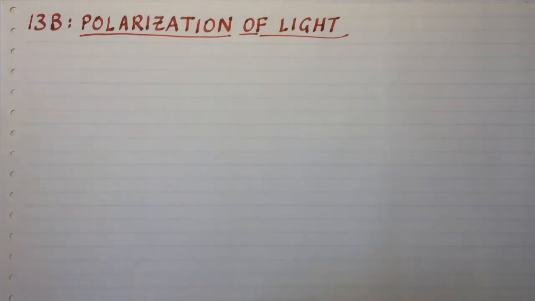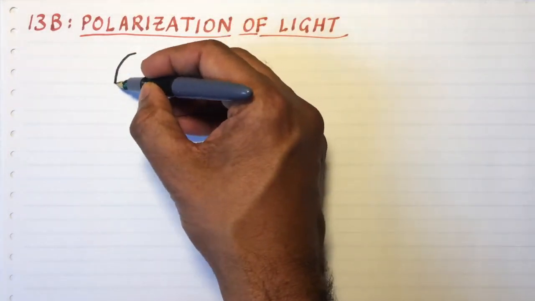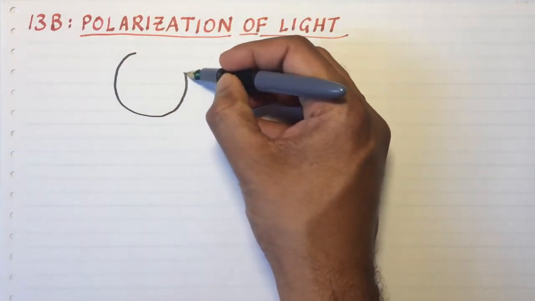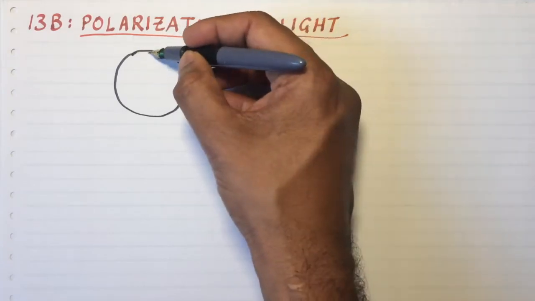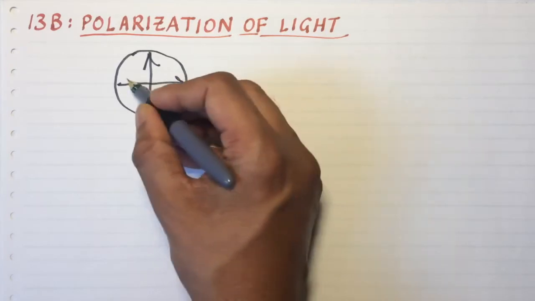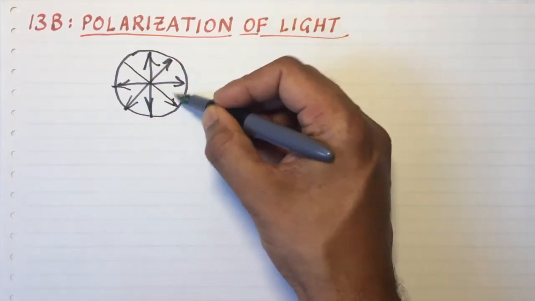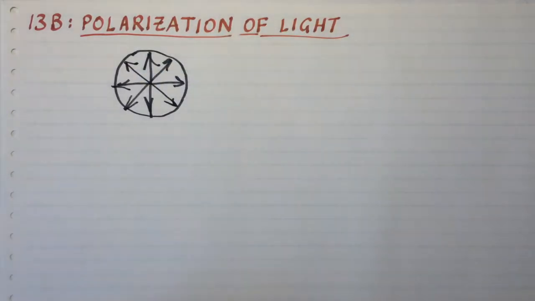White light, as it normally occurs, has all directions of oscillation. So if I look at a beam of light coming toward me, the electric field oscillates in all possible directions. I'll just draw a few of these: north, south, east, west, northwest, southeast, that type of thing. It's going to oscillate in all directions with no preferred direction of oscillation.